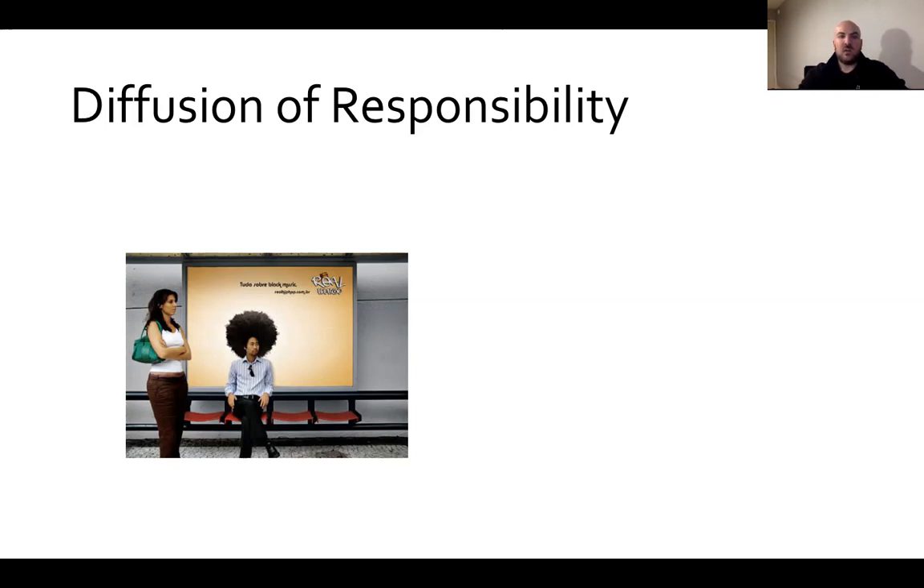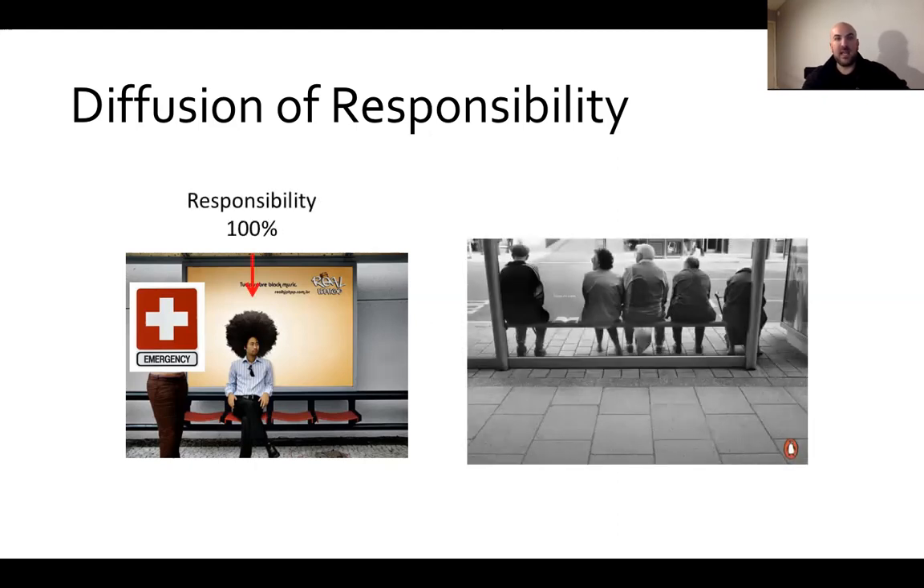Imagine if you're waiting for the trolley to go over to West Campus or something like that. It's you standing there and just one other person waiting for the trolley. And all of a sudden the person next to you just falls over. Looks to have some sort of heart attack or something going on. You're the only person there. How much responsibility to help falls on your shoulders? 100%, right? You're the only person there. No one else saw. 100% of the responsibility to call 911 is on your shoulders.